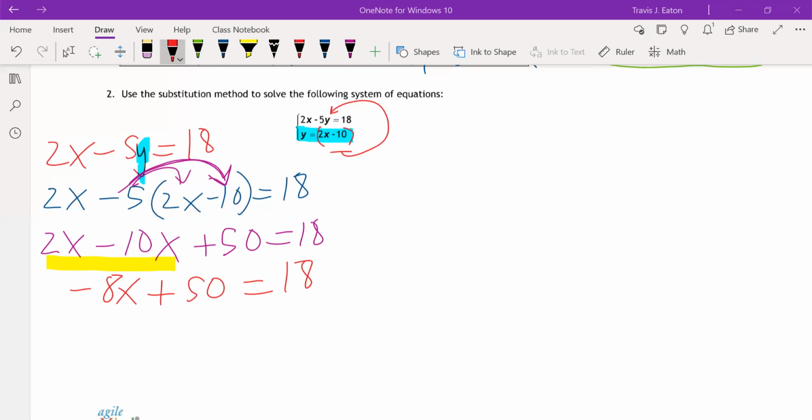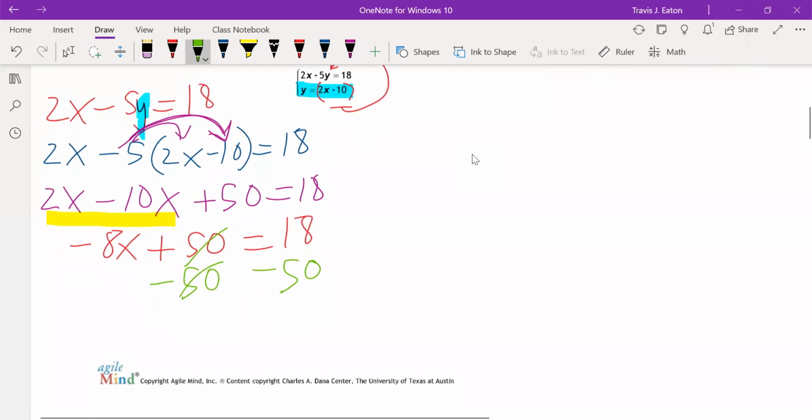All right, so we have negative 8x plus 50 equals 18. Well, our next step is to subtract the 50 because we're trying to get the x variable by itself. And this is the next step in that process. 50 minus 50, those cancel each other out. Let me scroll down here. And so we are left with negative 8x equals, let's see, 18 minus 50 is negative 32.